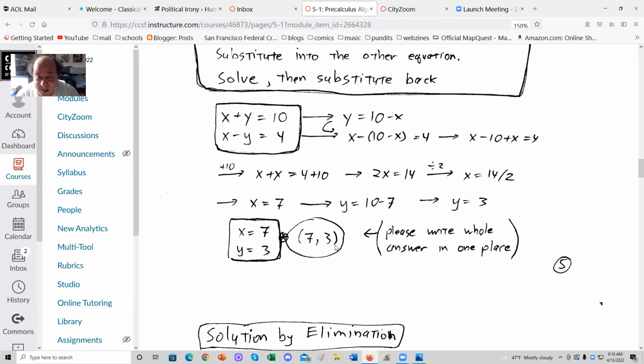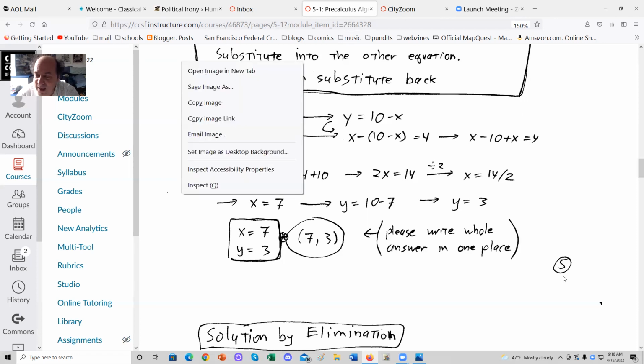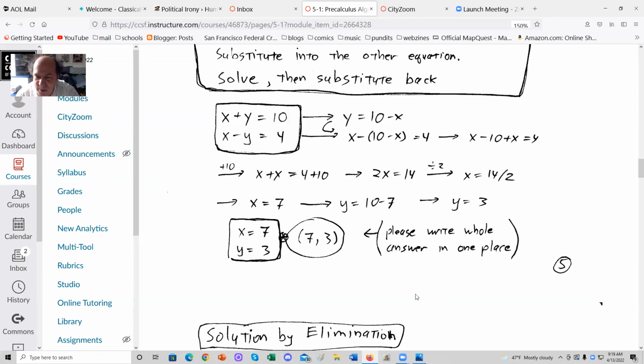Please write it down and circle it so I can see it. Please, don't ever write x equals 7 in one corner of the paper and y equals 3 in the other corner of the paper. I might miss it and not be able to see the answer. Commit to whatever answer you get.